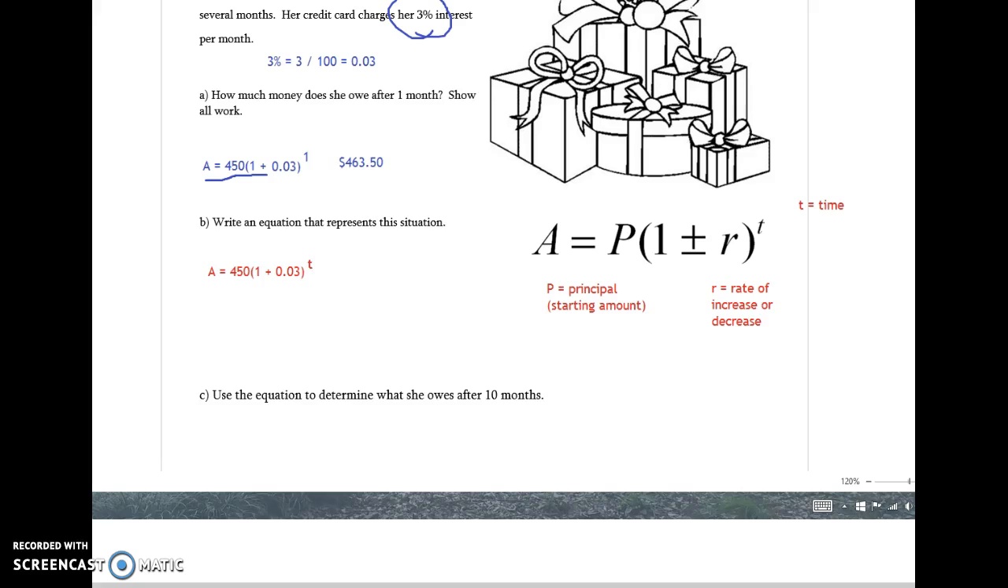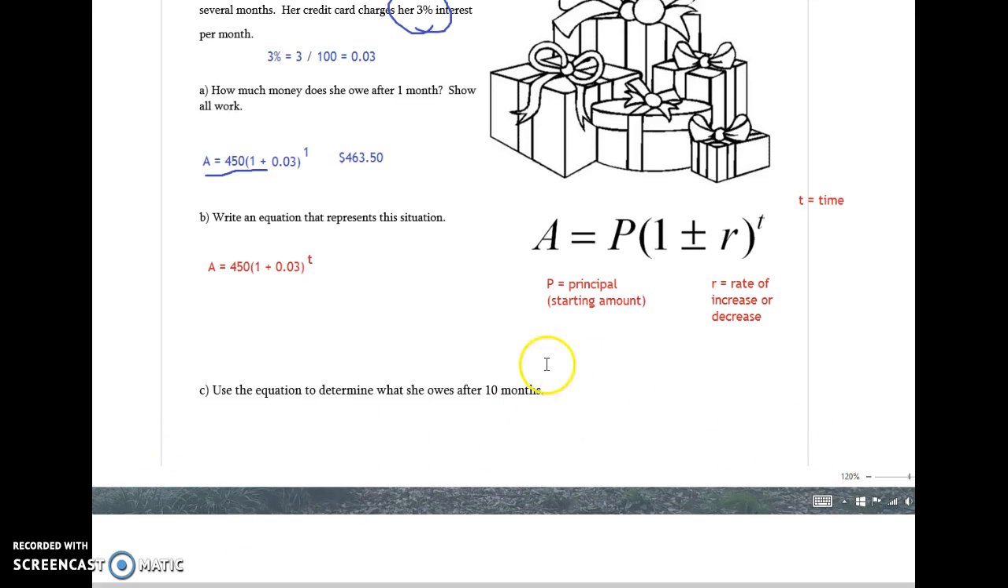Now, last but not least, we're supposed to use the equation to determine what she owes after 10 months. So we're going to take the equation that we just wrote, which is this guy, and we're going to bring it down here. The information that we were just given is the 10-month figure. That 10-month figure is going to go into our formula, our function. So rewriting the formula is going to be capital A equals 450 times 1 plus 0.03 to the power of 10, to the 10th power.